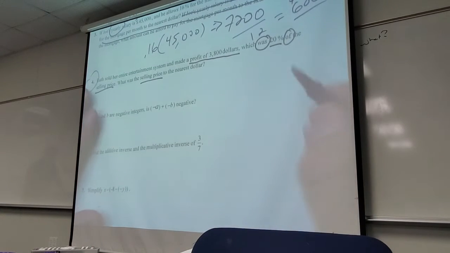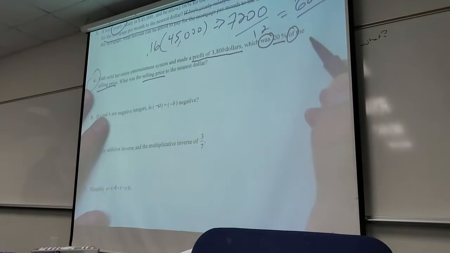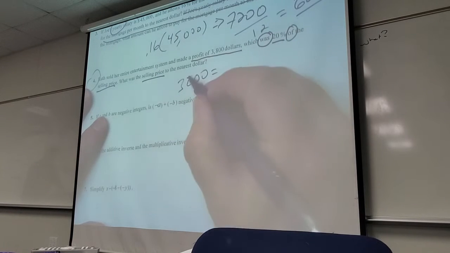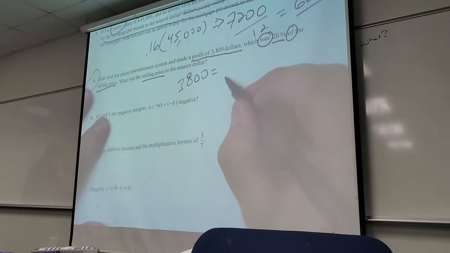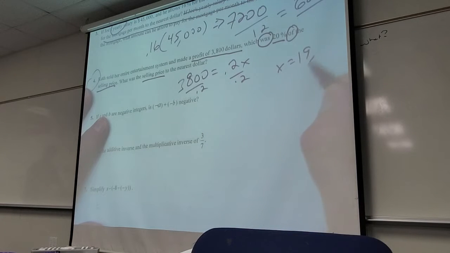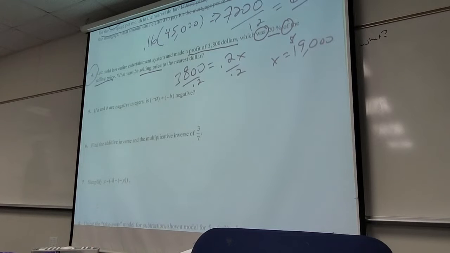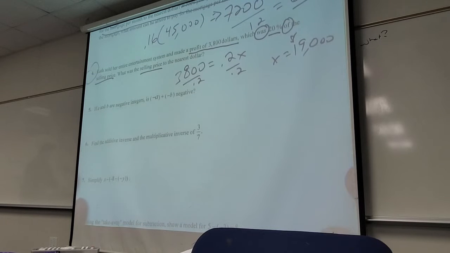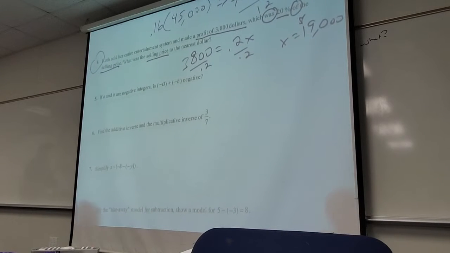Andrea, do you have an answer? I got 19,000. How'd you set it up? I set it up 3,800 equals 0.20x. Okay, and then you divided it. Sweet. Forget the zero, unless you want to add it just for calculations, that'll work too. Yeah, the 0.20. We know we don't need that zero.